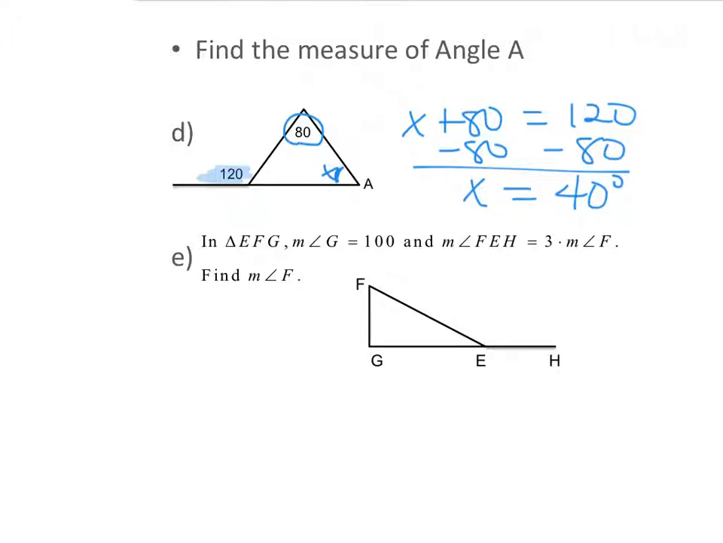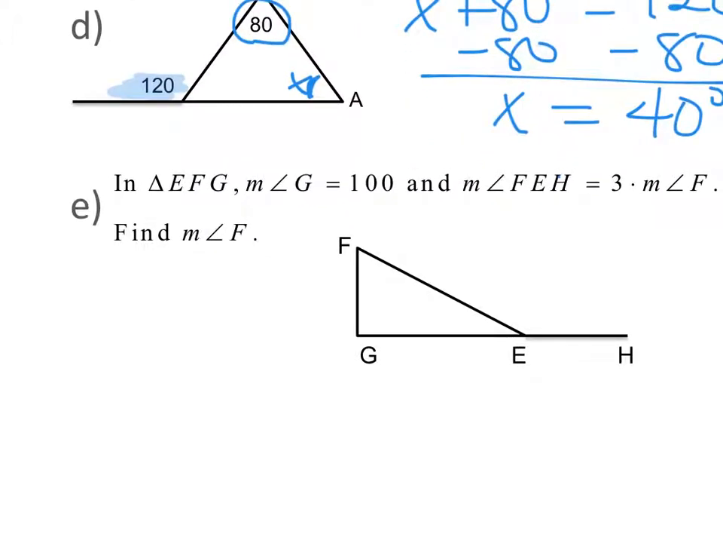For picture E, again, let's label our picture. So it's telling me the measure of angle G is 100. And it's telling me that FEH is 3 times the measure of F. I'm going to let F be X. So that angle, F, I'm going to call it X. And FEH is 3 times X. So I know if I add X plus 100, it's going to need to equal 3X.